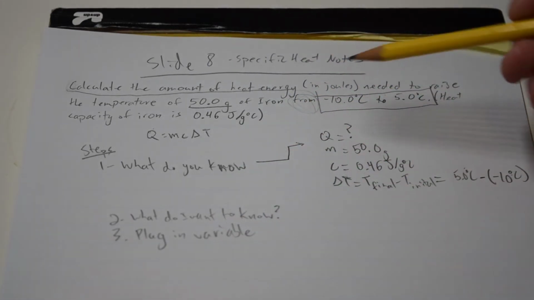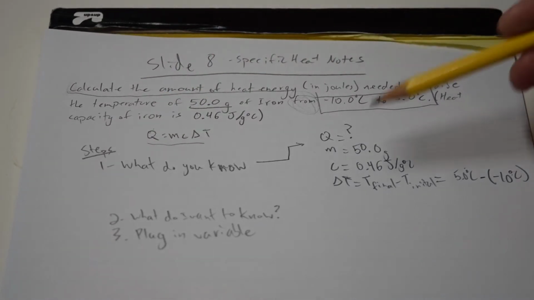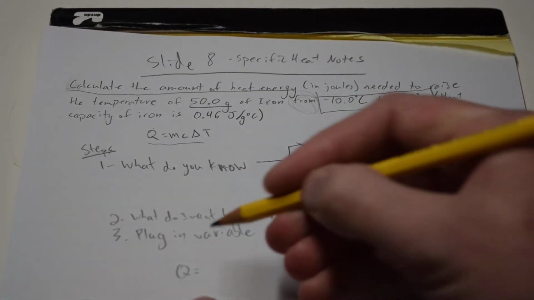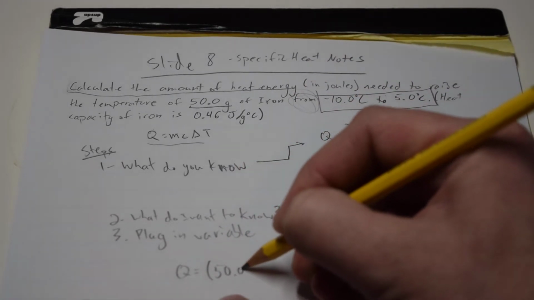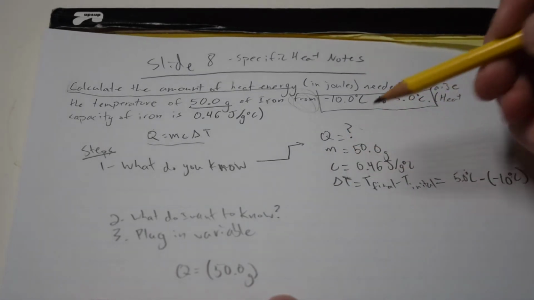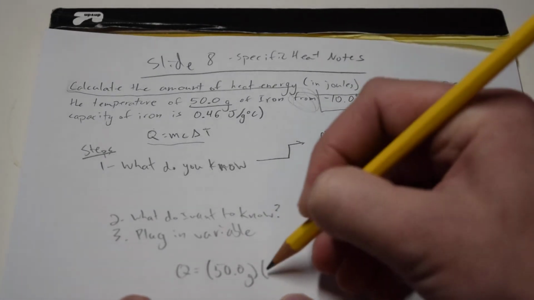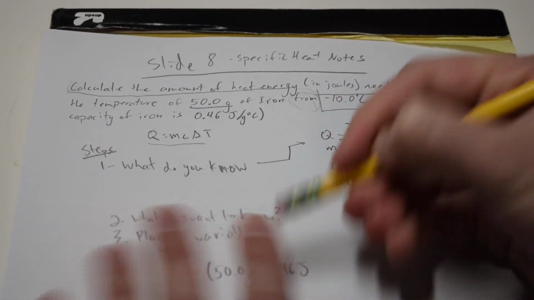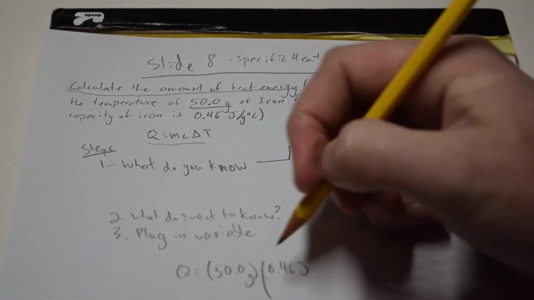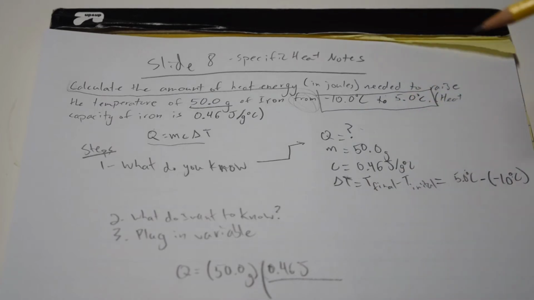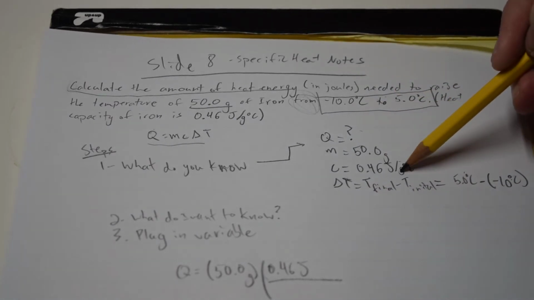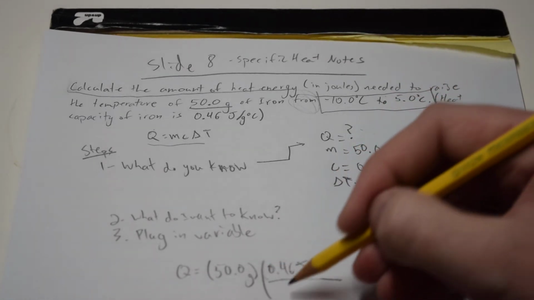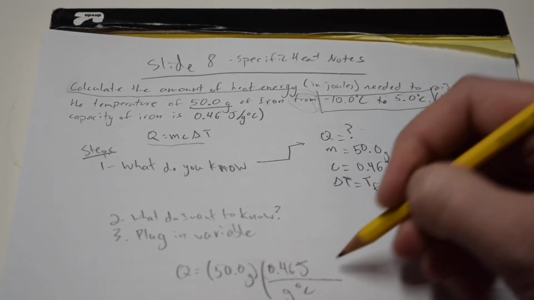So we know all of our variables. We've only got 4 in the equation, and we're missing 1. So we plug it all in. Q is what we're solving for. M is my mass, I've got 50 grams. C is my heat capacity, 0.46 joules. Now, this unit, we'll get a little more detail here: joules per gram degree Celsius. You've got joules on the top, and the per is a division sign, so you have grams on the bottom and degrees Celsius on the bottom.